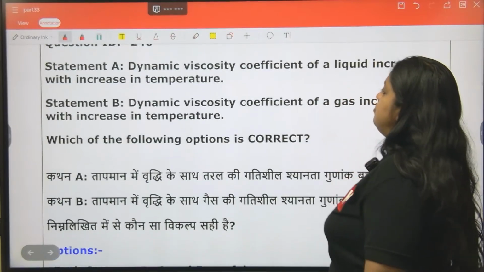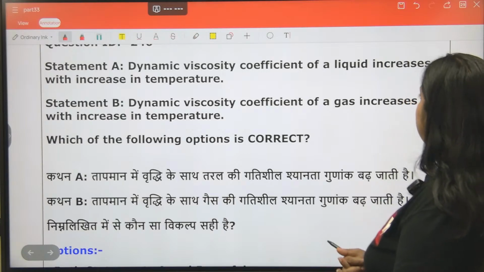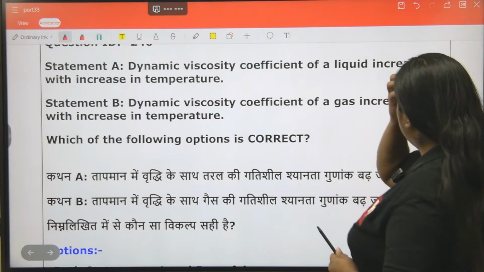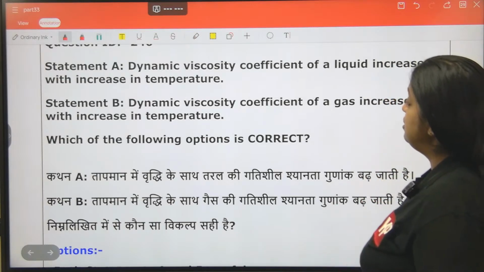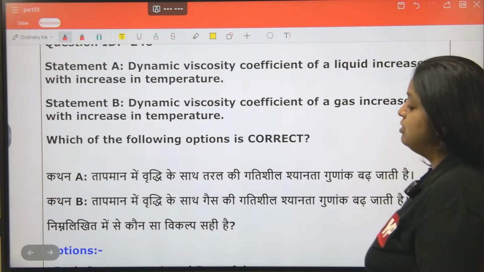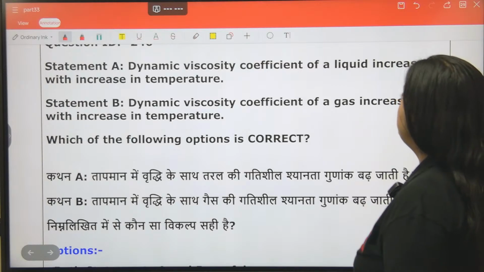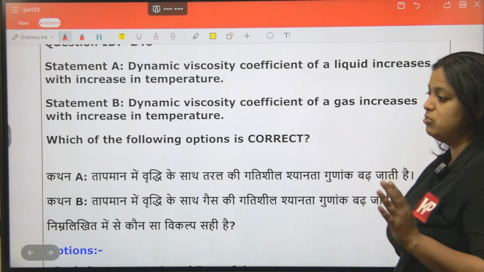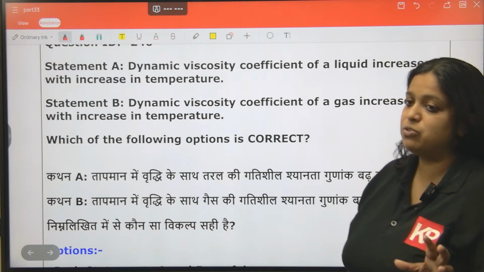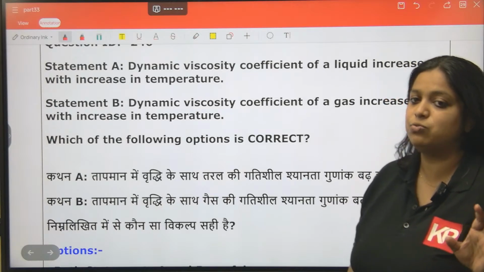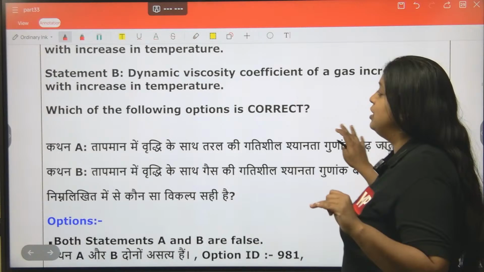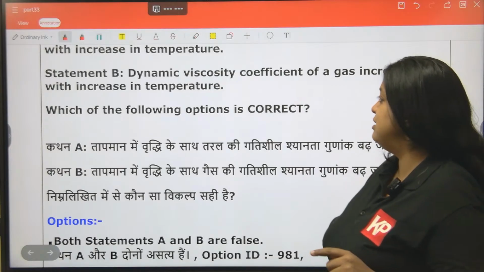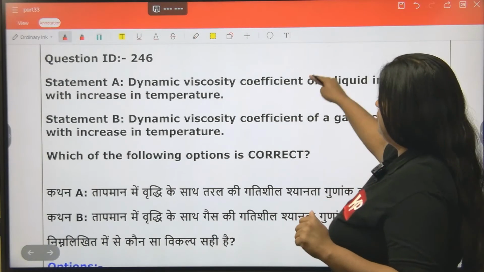Okay, these are two statements. Statement A: dynamic viscosity coefficient of a liquid increases with increase in temperature. Statement B: dynamic viscosity coefficient of a gas increases with increase in temperature. Which of the following options is correct? Statement A is about the dynamic viscosity coefficient of a liquid increasing with temperature. The second statement is about the dynamic viscosity coefficient of a gas increasing with temperature. Without going to the options, these are the two statements.